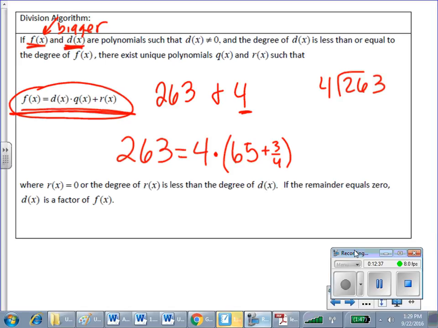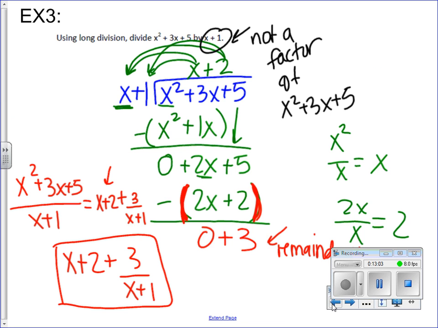That's all it's saying. This and this are the things that multiply together to give you this, and this is if there's a remainder. Okay, so then the bottom part, where r of x equals 0, or the degree of r of x is less than the degree of d of x. If the remainder equals 0, then d of x is a factor. That's like the other example we did, the first one.